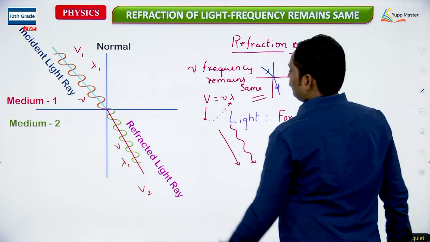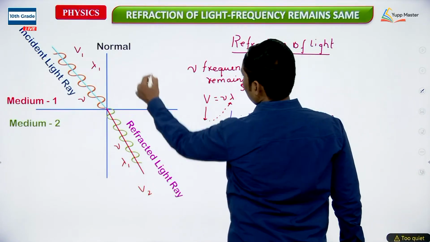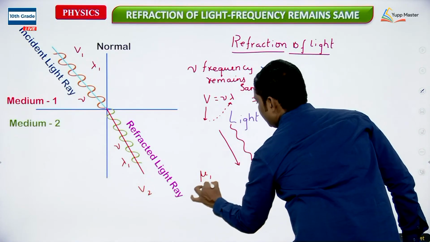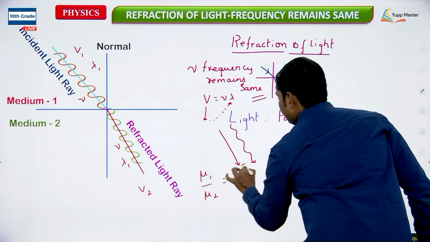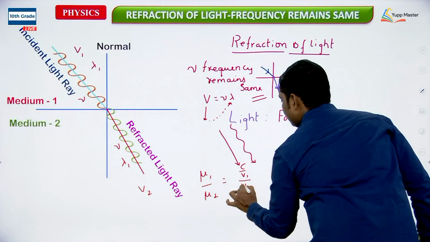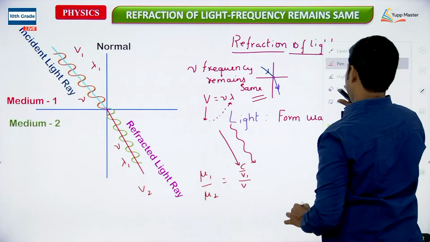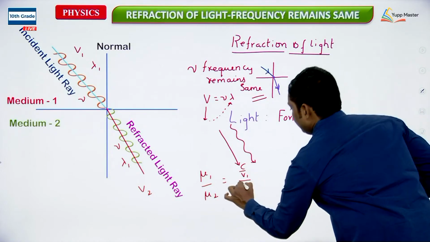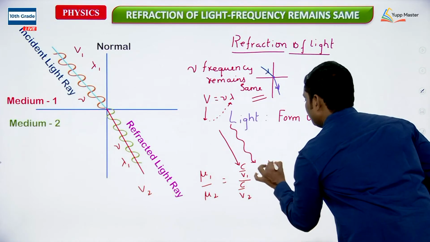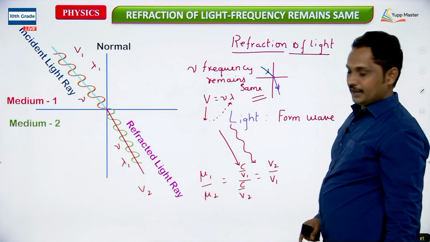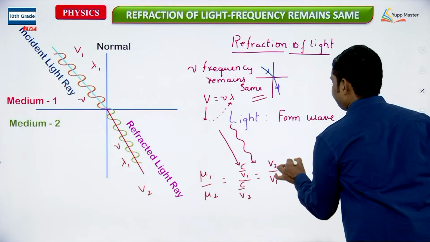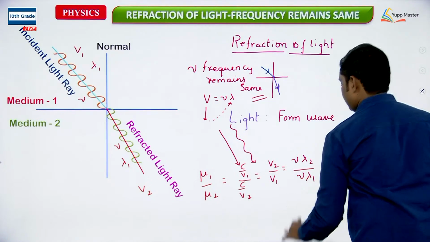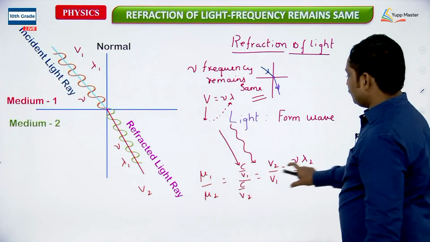So if you take the final relation that we apply, it is very clear. Therefore mu 1 by mu 2 is equal to C by V1 by C by V2, that is equal to V2 by V1, all right. Now you will get nu lambda 2 by nu lambda 1, right. This is the entire relation to solve the problems.